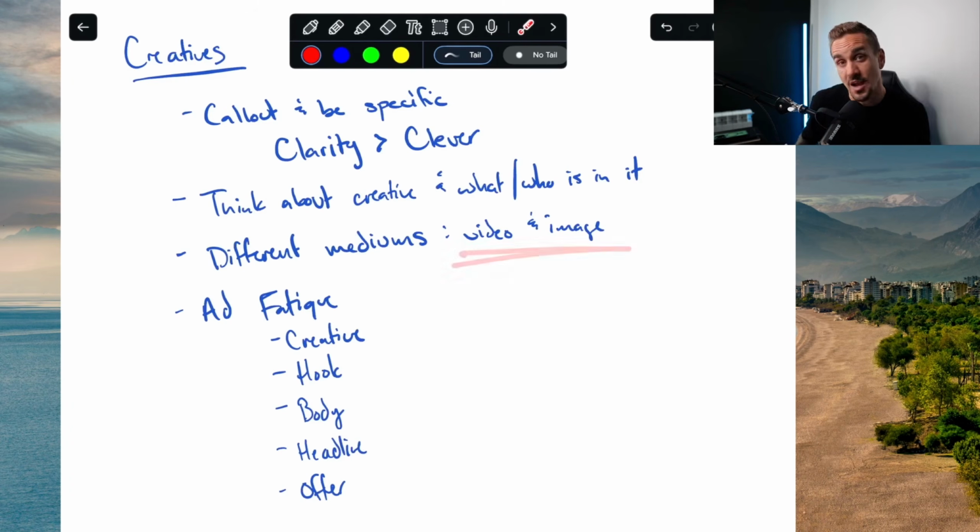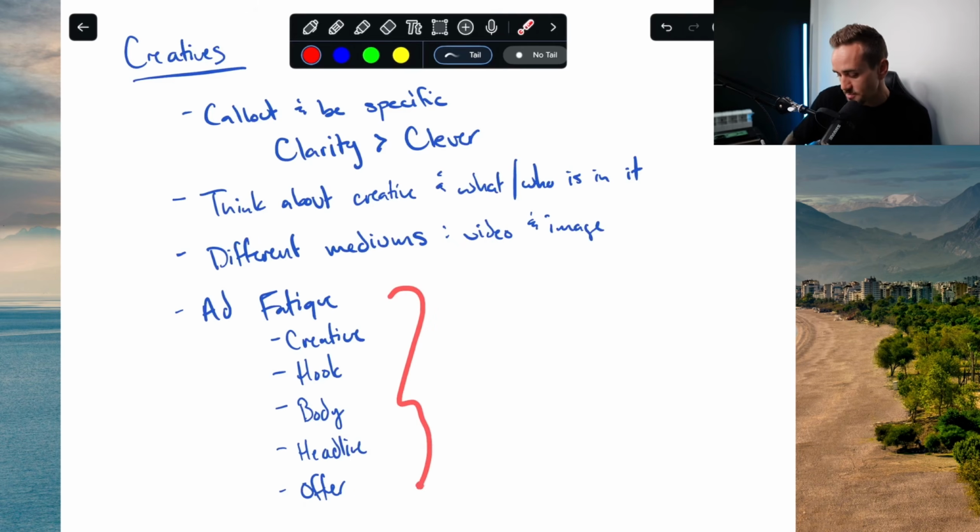Having different mediums over time is really important. So doing videos and images, because like we mentioned, some people just engage better with videos. Some people engage more with images, and Facebook knows who those people are. So if your account is all images, no videos, you're missing out on a chunk of the market. And vice versa, if you're all videos, no images, you're missing out on another chunk of the market.